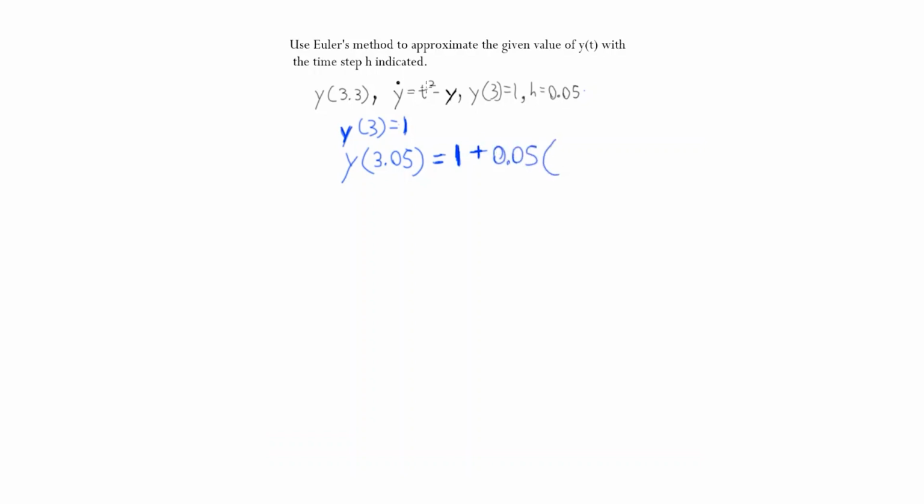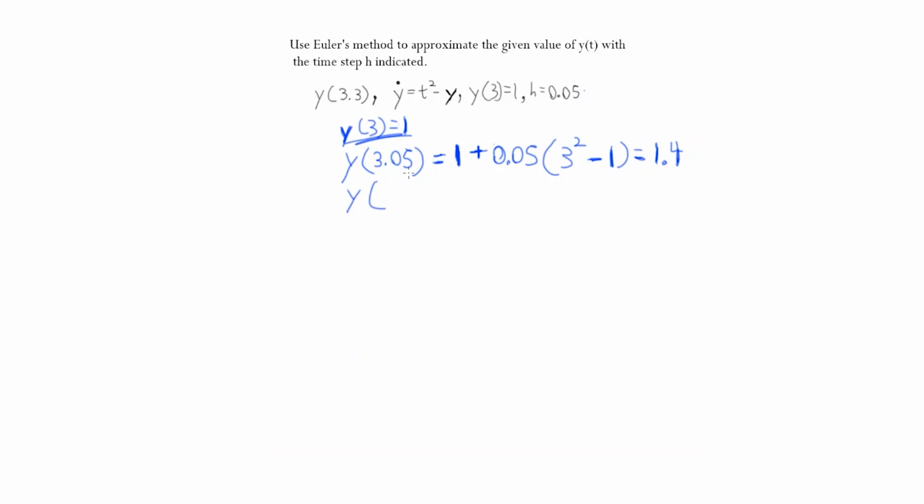0.05, all multiplied by the previous slope. So the t value is 3 from the previous term, and the y value is 1. And so that is your 3.05 value. And then you solve this all out. I recommend using a calculator, because once we get towards the end, it's going to get really messy really fast, and we want to keep all the exact answers. This one is relatively simple for now. By the next step, it's going to get a lot worse.